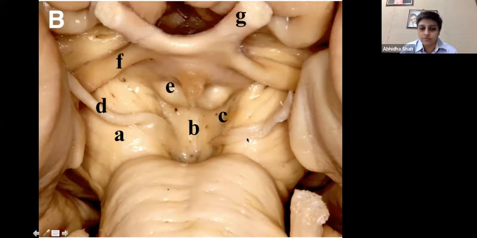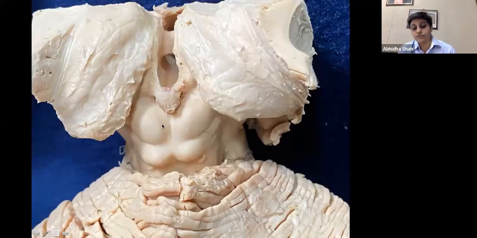This structure that comes out on the ventral aspect of the brainstem from this oculomotor sulcus is the oculomotor nerve. This is the optic tract. Going further, that was the ventral aspect of the brainstem. This is the dorsal aspect of the brainstem. So you see these four rounded elements.